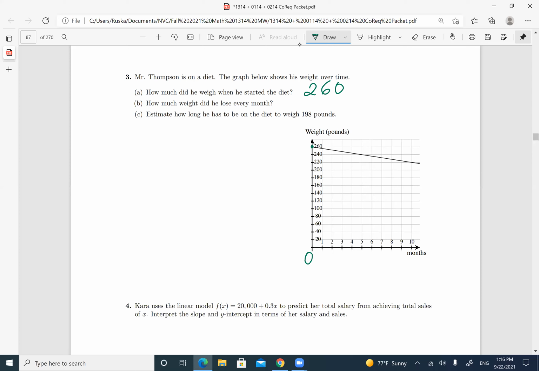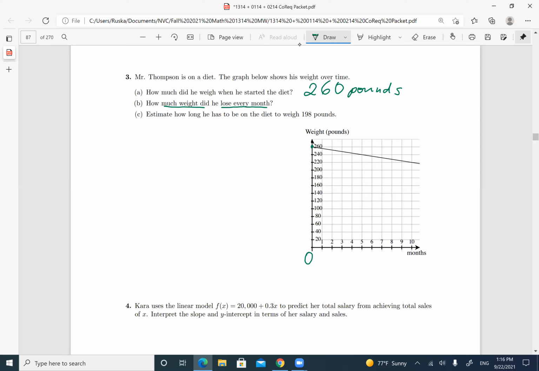Okay, so when you have word problems, make sure you write down the units, they're important. So it's 260 pounds he started the diet with. Now, how much weight did he lose every month? So here you have to find the rate of change, right? You can do it from month to month. So the first and the second, you can just take 2 points and then find the slope. That's how you can calculate it.